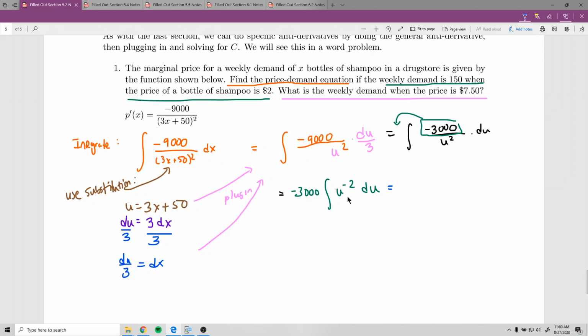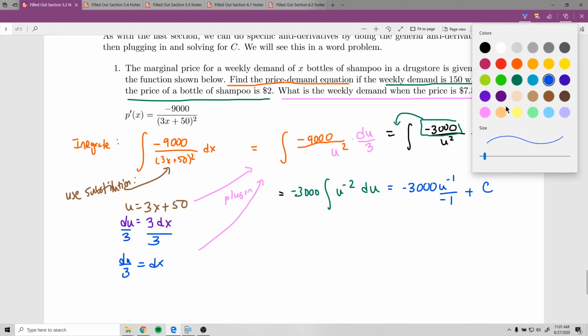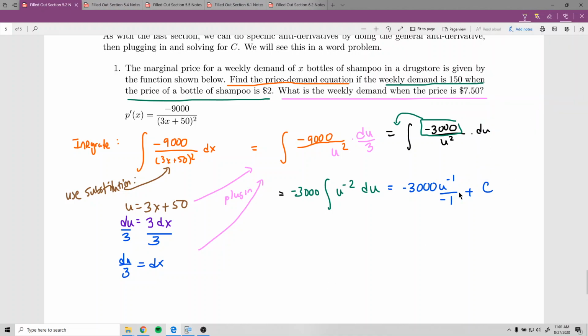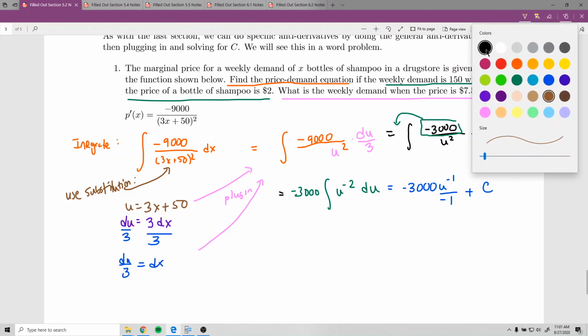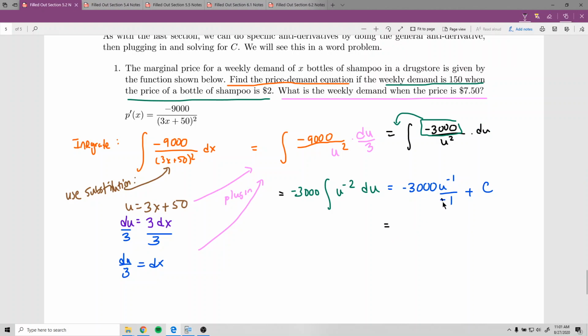Right, and now we can integrate it because we have just u to a power inside. So we add 1 to the power, which negative 2 plus 1 is negative 1. Divide by our new power of negative 1, plus c. And then since we're going to actually work with this one, we're going to solve for c. I'm going to simplify it. The negatives here cancel out. So we got 3,000. The u to the negative 1, we can bring the u to the bottom. It's just the first power, so we can write over u.